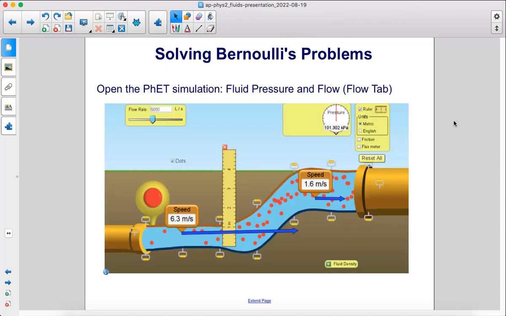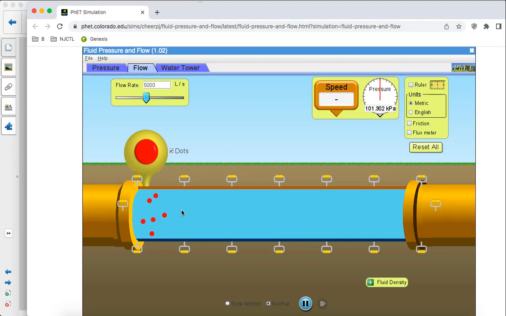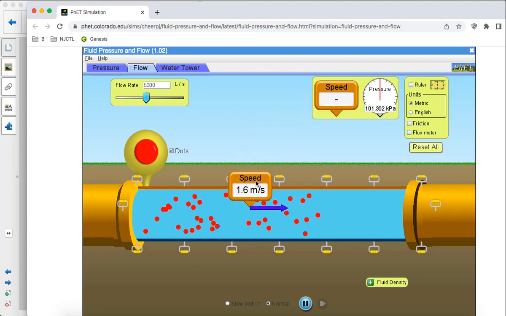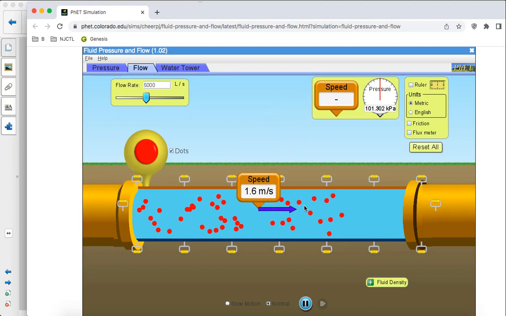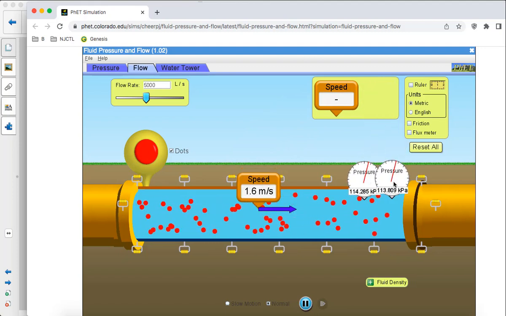Open the PhET simulation, Fluid Pressure and Flow, the Flow tab. So here it is. You can click on the Flow tab, and you see a pipe, and there's fluid flowing through it, and they have some dots to represent the molecules. You can use the speed meter here to see how fast it's going. You can check the pressure, and you can see you can have multiple pressure meters.